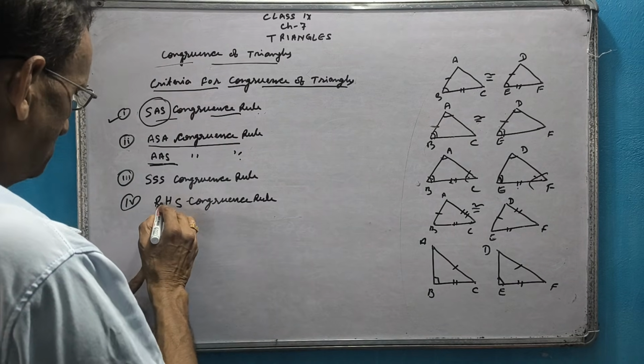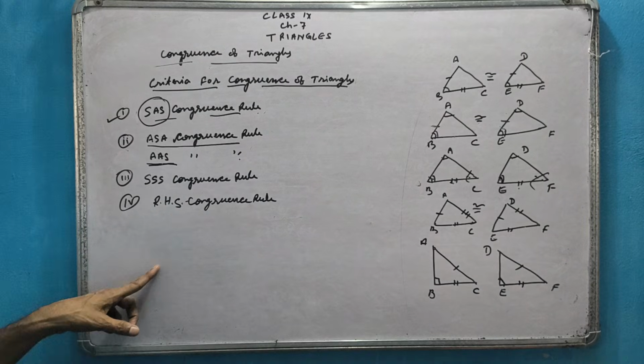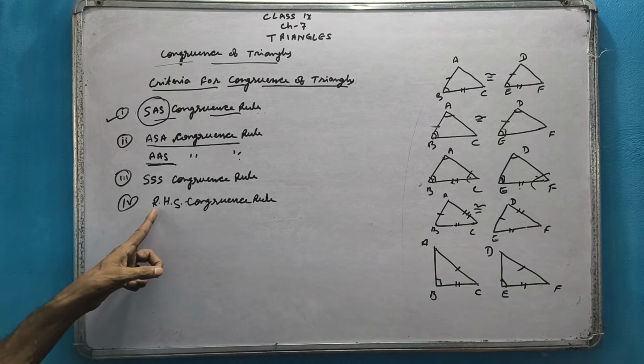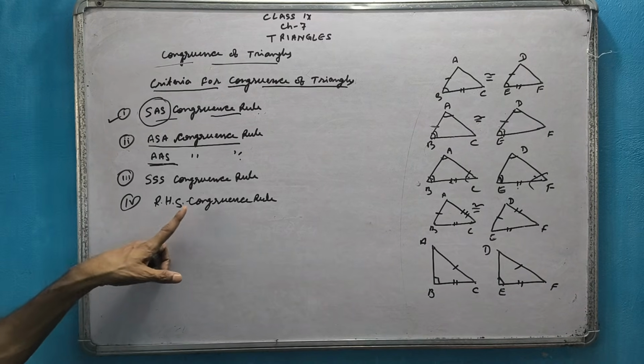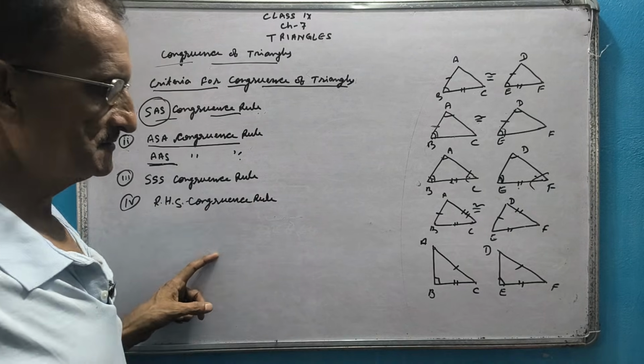Now last is the right angle hypotenuse side. This is not RHS, this is right angle hypotenuse side congruence rule. So obviously hypotenuse will be in a right angle triangle only.